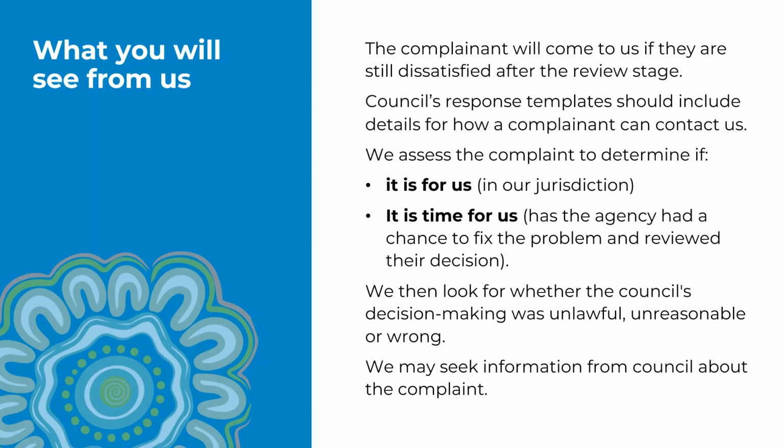What you will see from us. The complainant will come to us if they are still dissatisfied after the review stage. Council's response templates should include details for how a complainant can contact us. We assess the complaint to determine if it is for us, in our jurisdiction, it is in time, and has the agency had a chance to fix the problem and reviewed their decision. We then look for whether the Council's decision-making was unlawful, unreasonable or wrong. We may seek information from Council about the complaint.